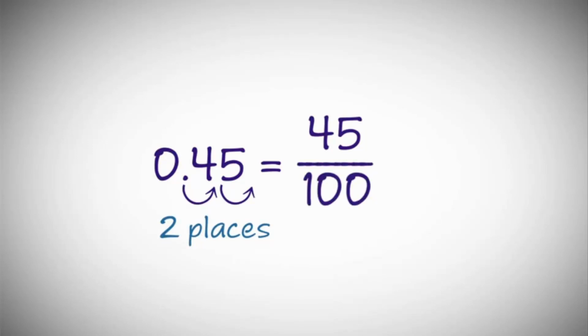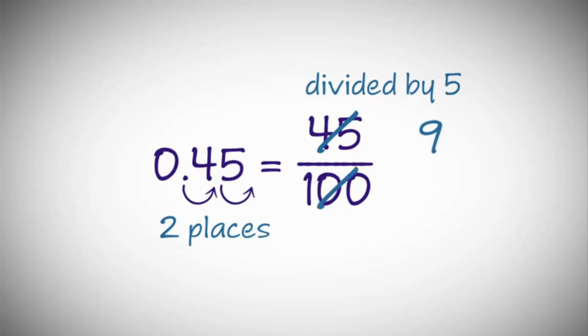Now we can reduce 45 over 100. We learned how to do that. We need to find a factor that goes into both 45 and 100. That number is 5. When we divide 45 by 5, we get 9. And when we divide 100 by 5, we get 20. So our reduced fraction is 9 over 20.